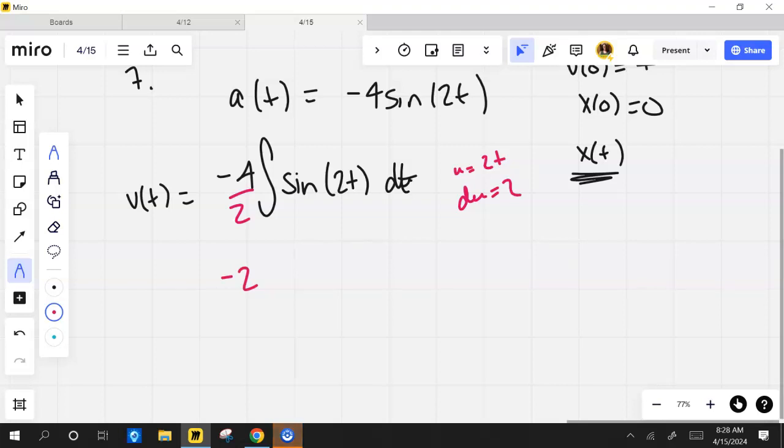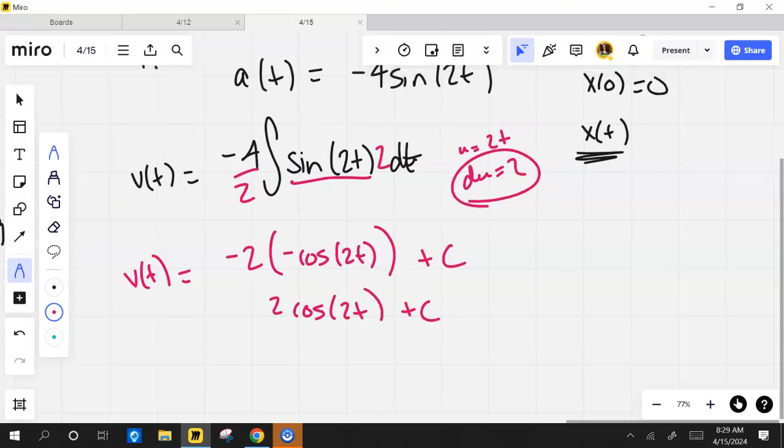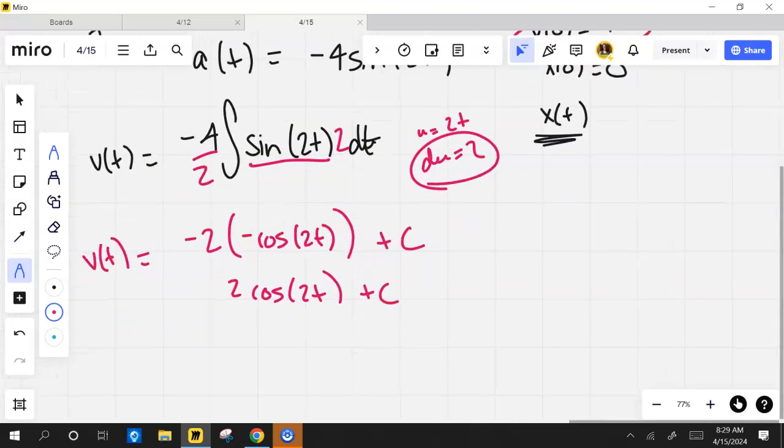So negative 2, the antiderivative of sine would be negative cosine. I had to counter that because I needed du to be 2 dt. So velocity is 2 cosine 2t plus c, but I need to solve for c, and I know initial velocity is 7. So 7 equals 2 cosine 0 plus c. What's the cosine of 0?